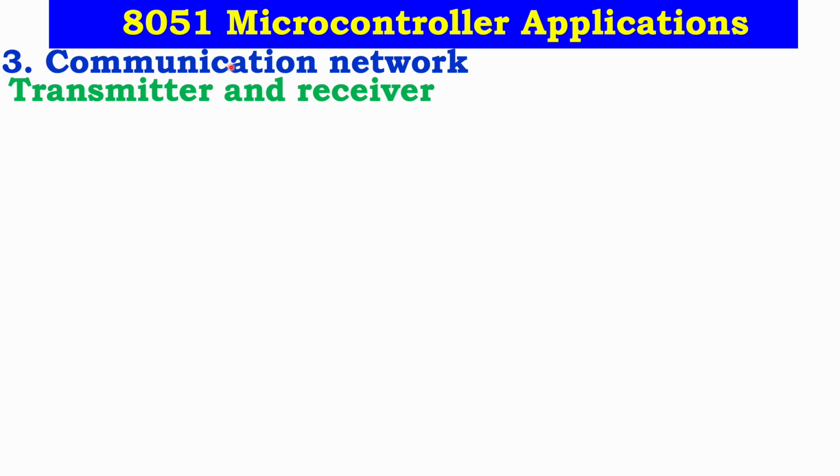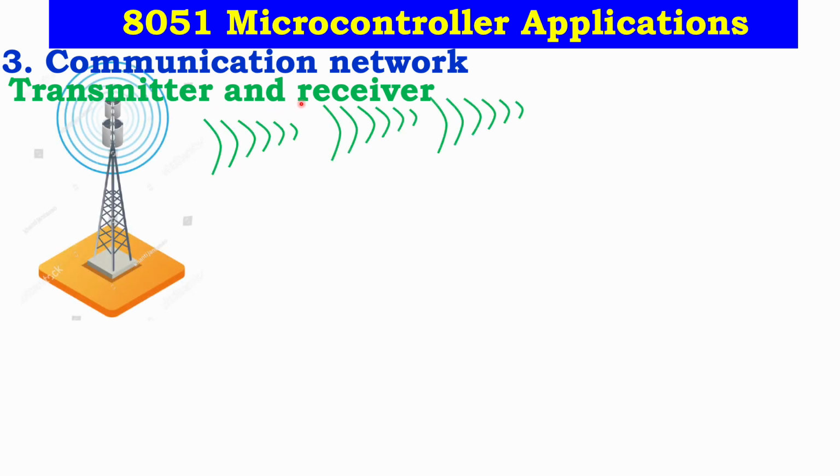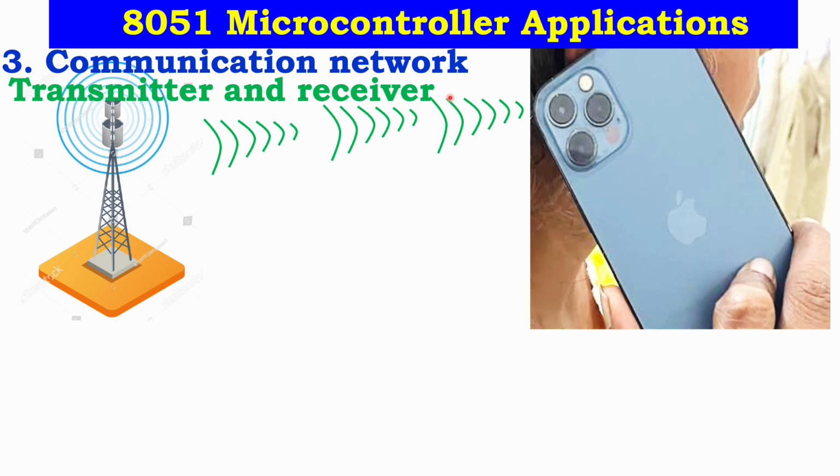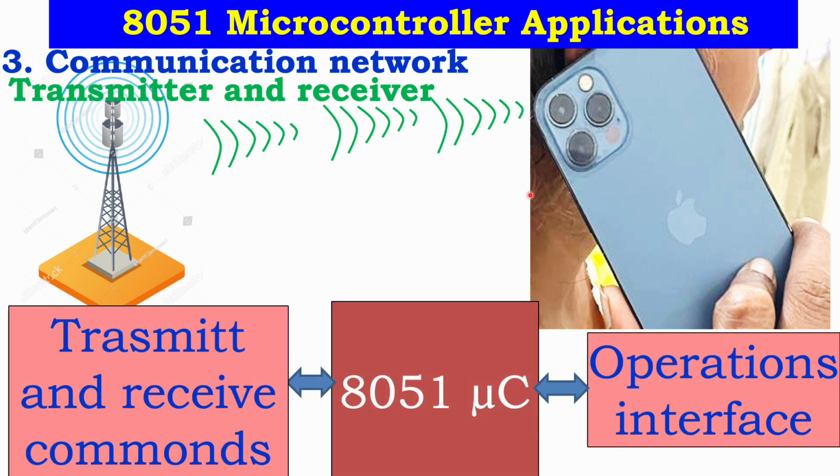All communication networks that we are enjoying today are using the 8051 microcontroller for one important application, that is transmitting and receiving signals. See there, we have a transmitter, a tower that transmits the signals, and we can receive those signals and talk over a phone for hours. This is a very famous application in society.